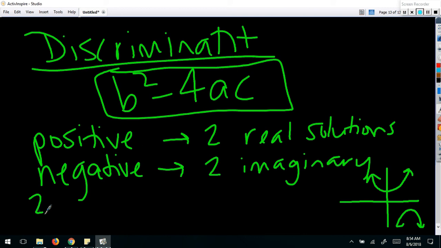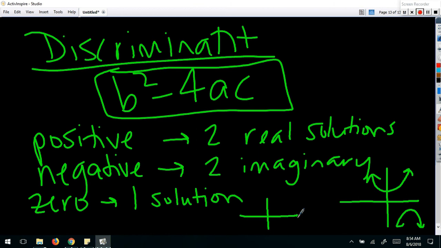One other scenario is if you get 0. 0 means that it only has 1 solution. And that one real solution, if you think about a parabola, the only way you can get it to cross only one time is if that vertex sits right on the axis, so that's the only place it touches, okay? So if you just plug in this, if you get positive, 2 real, negative, 2 imaginary, 0 is 1 real solution.